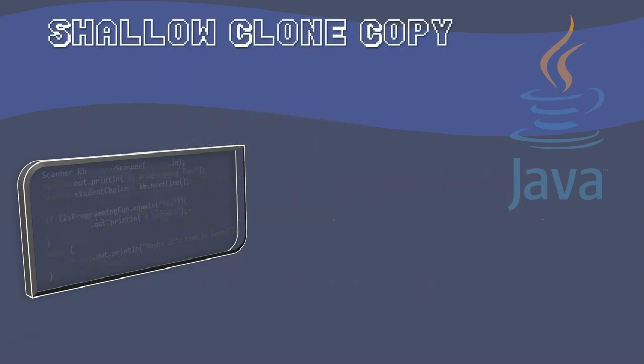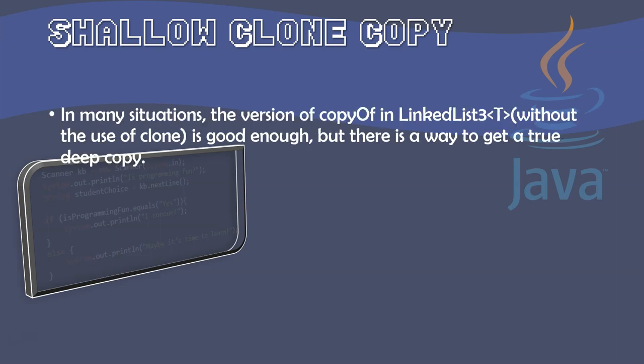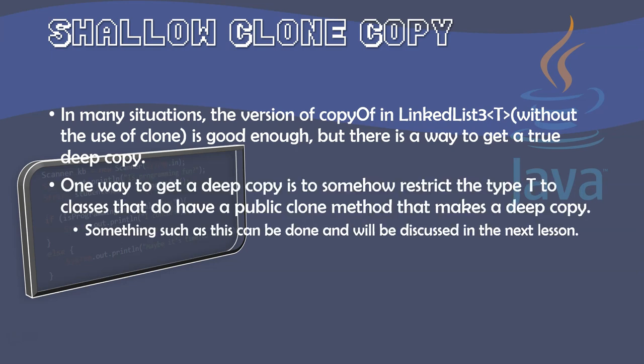So this is getting us back to the root issue of having a shallow clone copy. In many situations, the copyOf version that we had in LinkedList3 without the use of clone was good enough. But there is a way to get a true deep copy. One way to get a deep copy is to somehow restrict the type T to classes that have a public clone method that can actually make the deep copy. And we're going to start discussing the approach for this in our next lesson.